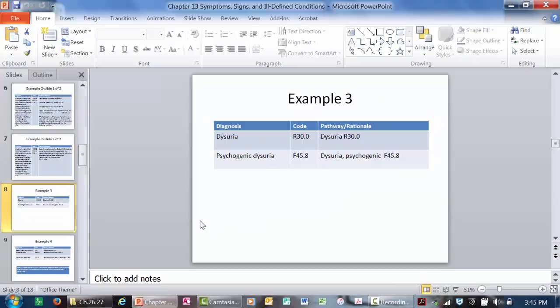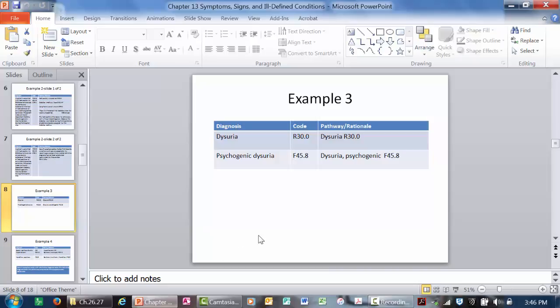I use this example just to show you that depending on the description that's given to you in the diagnostic statement, if you're given just the diagnosis of a symptom of dysuria, that is an R code. But if it's described as a psychogenic dysuria, that's an F code, behavioral code.